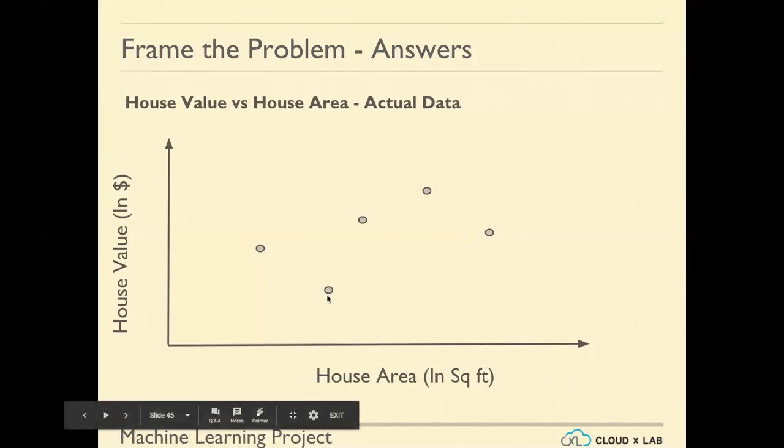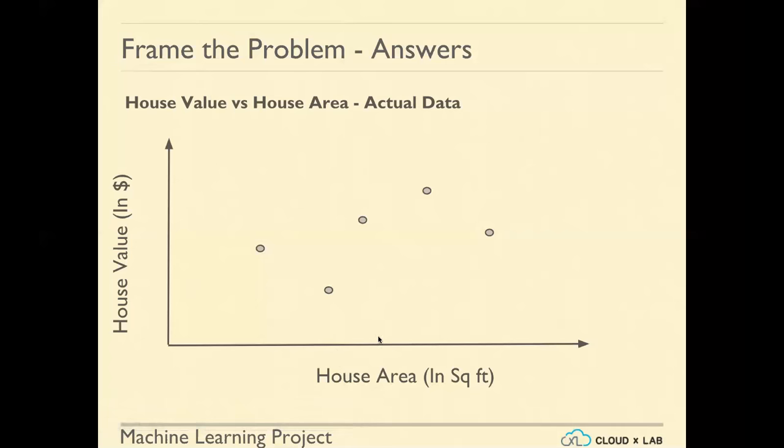For this area, this was the value. For this area here, this was the value. And for this area, this was the value. Since it's just a couple of data points, it is easy to do even manually. So how would we do the prediction here?